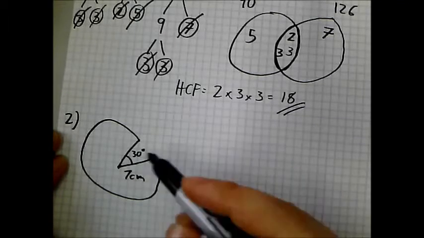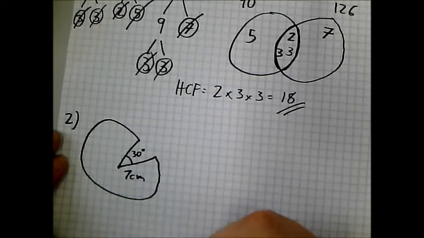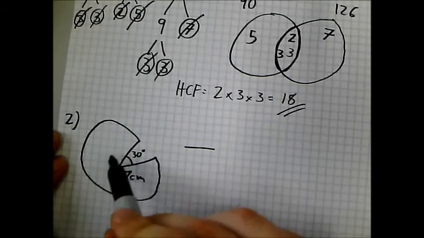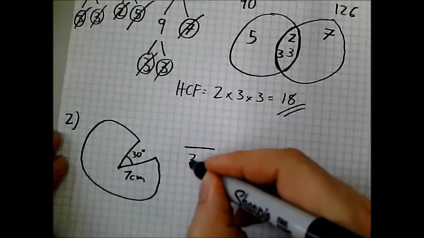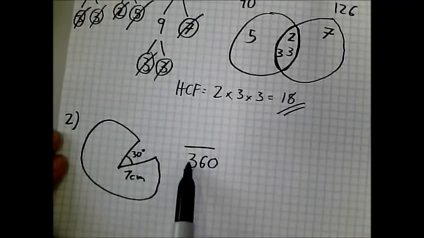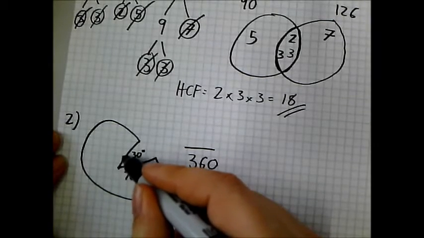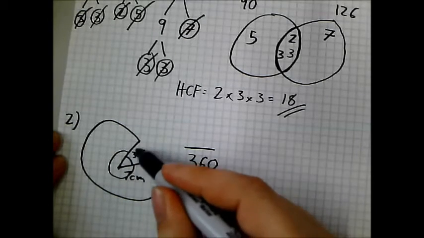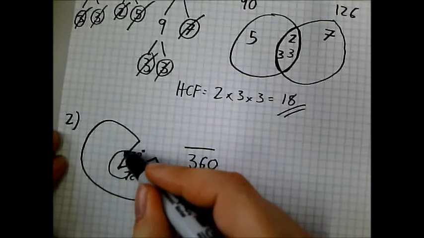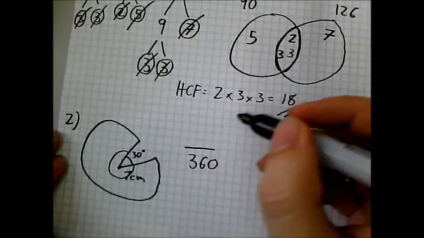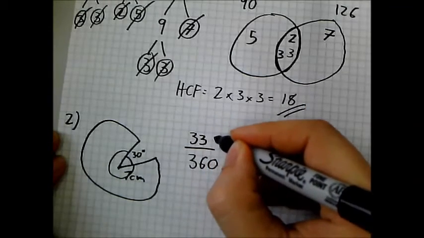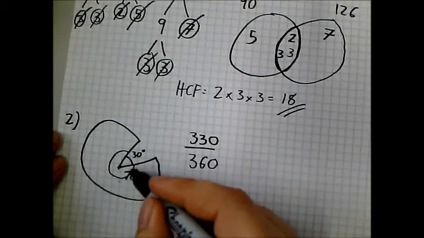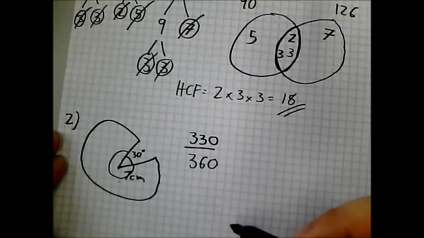Now, first I need to work out what fraction of a circle this is. Okay, now I know that the sum of the angles in a circle or full turn is 360. So as a fraction, this is going to be out of 360. Now, I want to know the angle of the circle, so don't be tempted to use this 30 here. I want the fraction which is the circle, which is going to be 330, because the whole thing's 360. I want this bit, not the 30. So 360 minus 30 is 330.